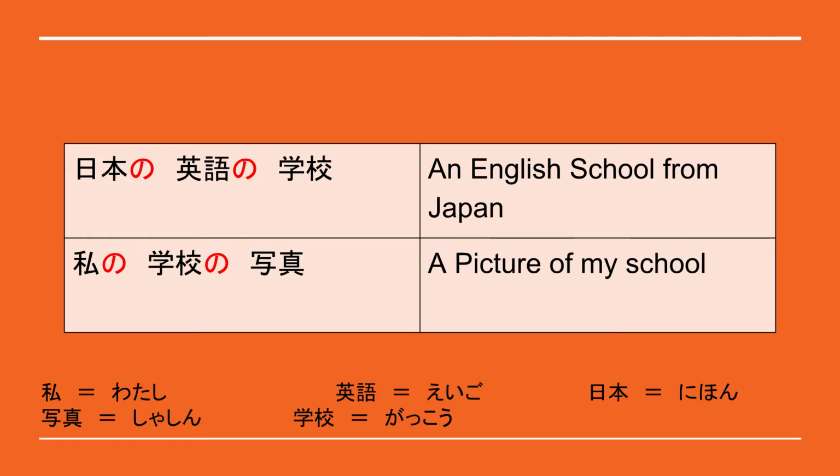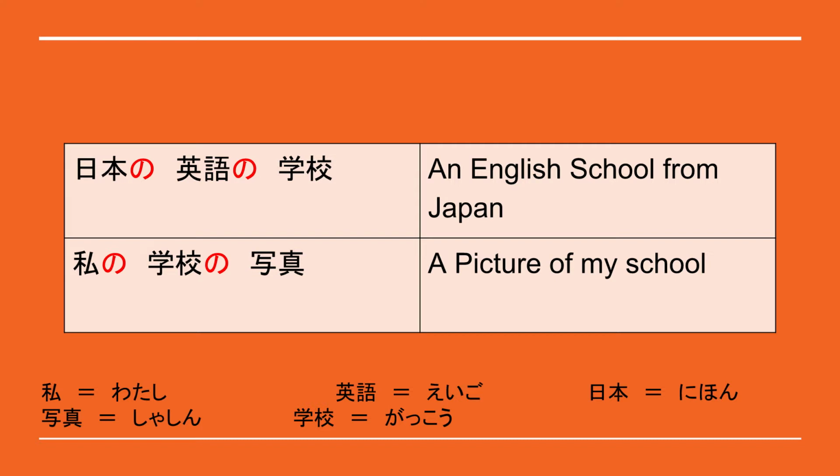So, Nihon no eigo no gakko. You have school last, it's an English school, so English comes before it, but it's also located in Japan, so Japan comes in front of eigo because it's an English school in Japan.